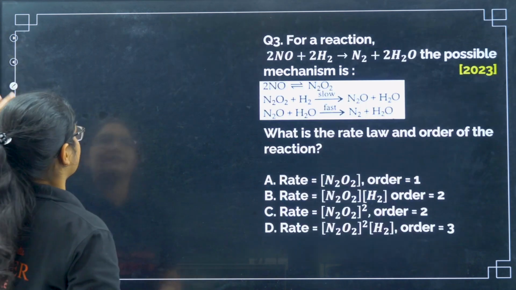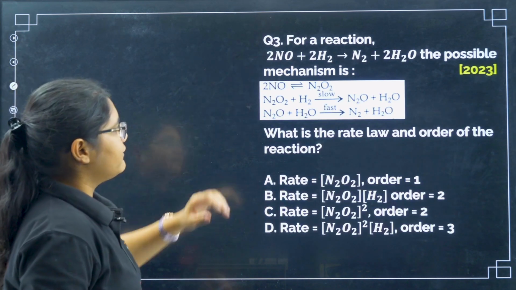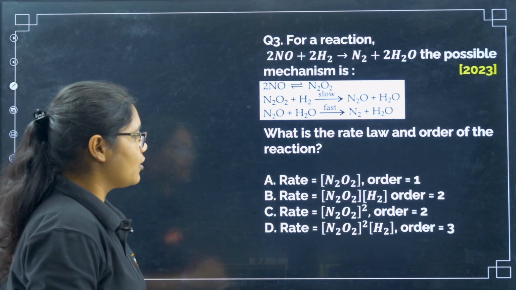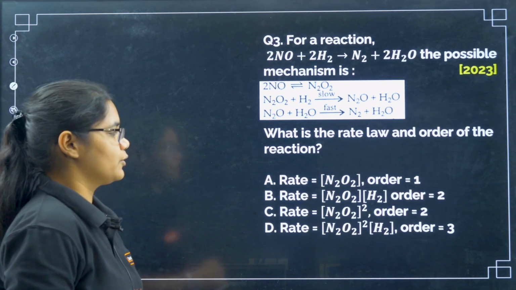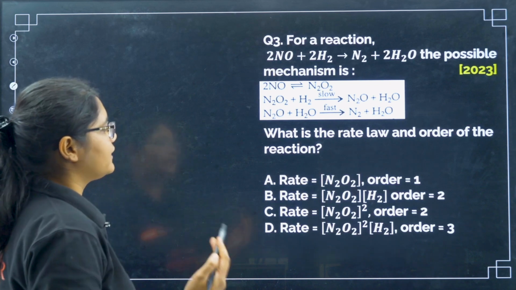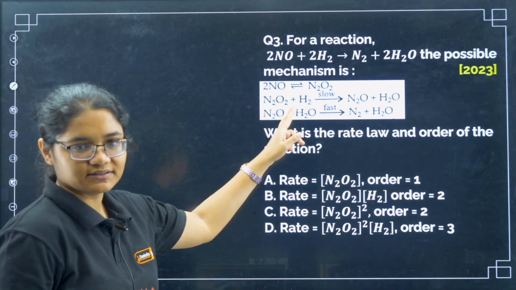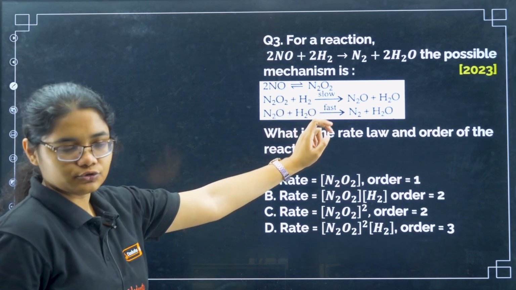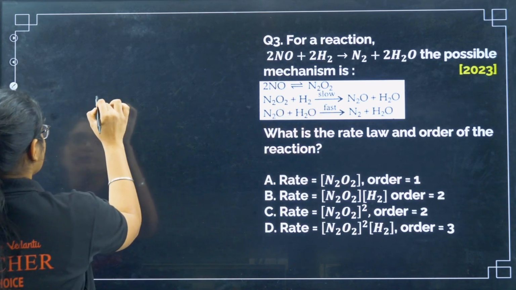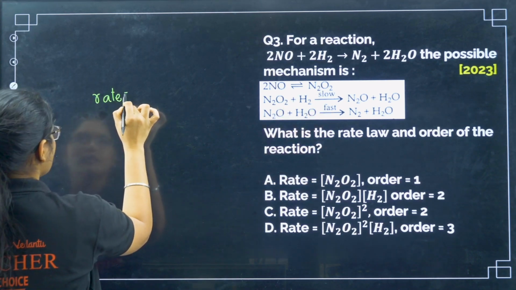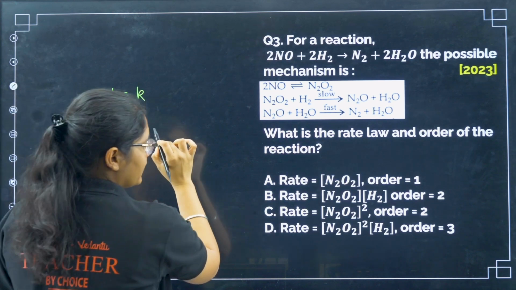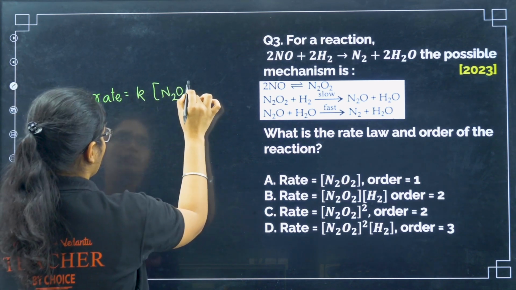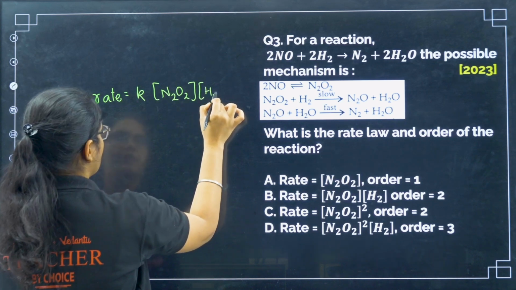Next, for the given reaction, the possible mechanism is this one. What is the rate law and the order of the equation? Now the rate is determined by the slowest step, right? So in the slowest step, what do I have? N2O2 and H2. So how can I write? Rate will be proportional to K into N2O2 into H2.